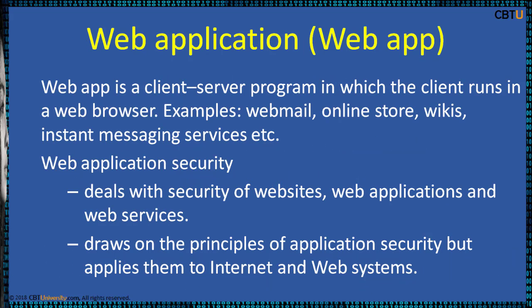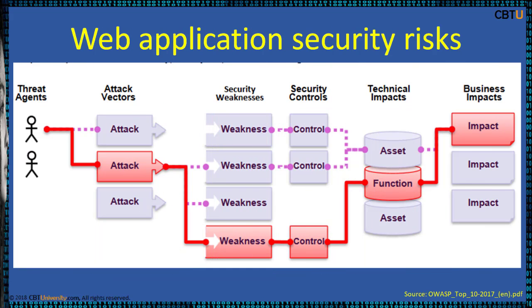A web application, or web app, is a client-server program in which the client runs in the web browser. Examples: webmail, online stores, wikis, instant messaging services, etc. Web application security is a branch of information security that deals specifically with the security of websites, web applications, and web services. Web application security draws on the principles of application security but applies them specifically to the Internet and web systems. This picture is about web application security risks.